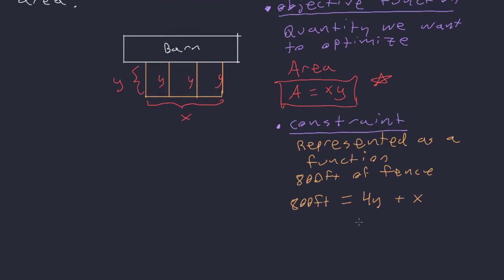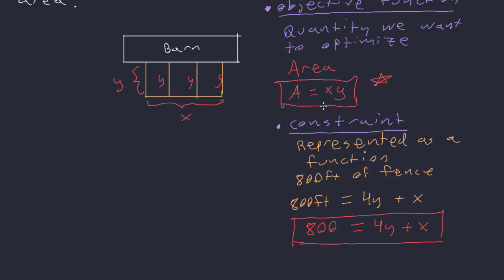That's the only amount of materials we have, and we would like to use all of them to be efficient, right? So our constraint equation is 800 equals 4y plus x. Right, so this is the constraint. Now, here is how we do this, okay?